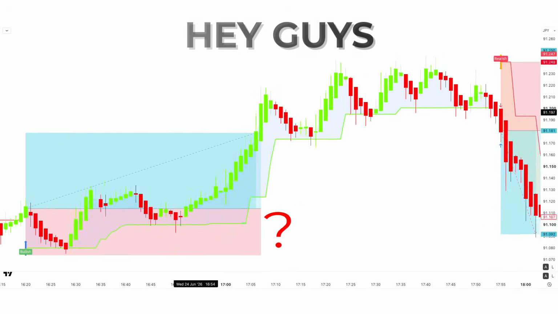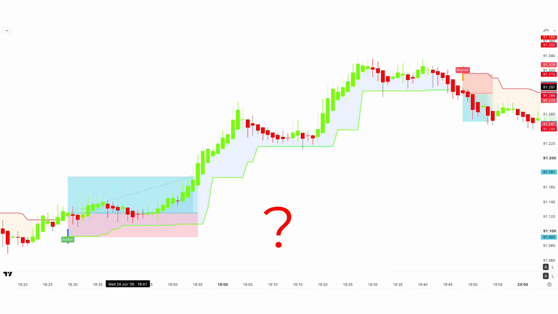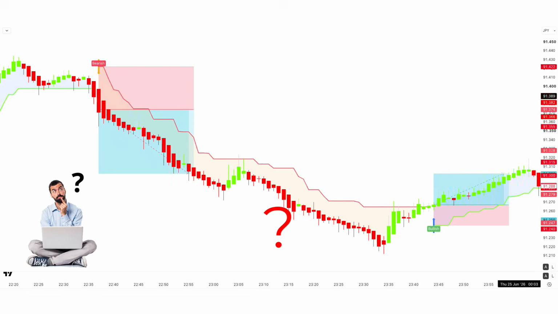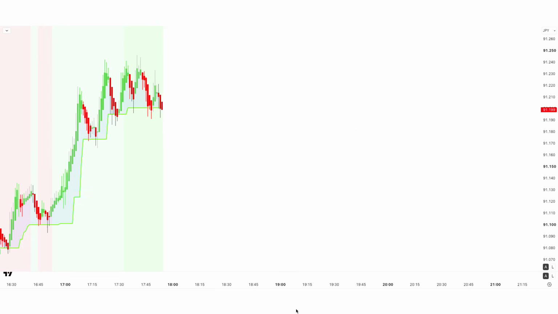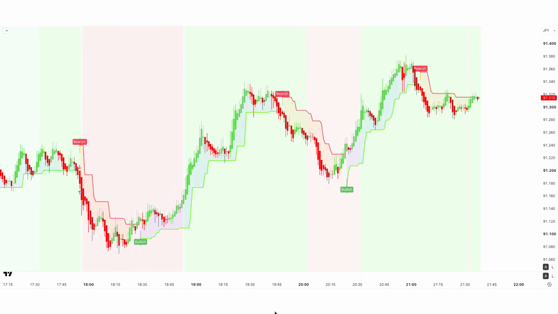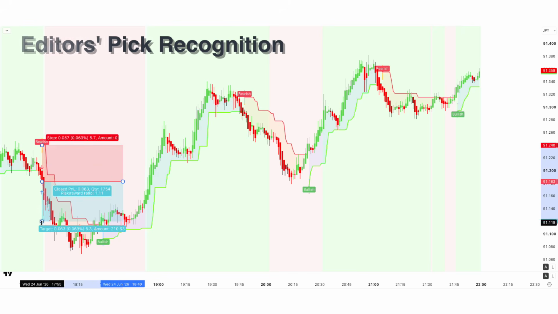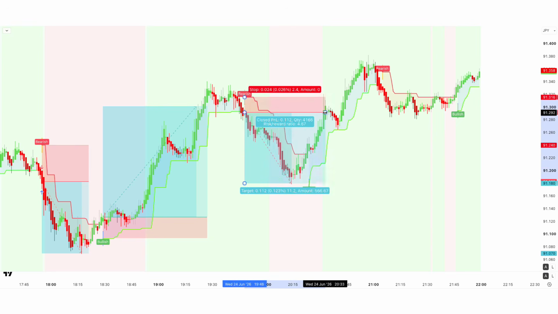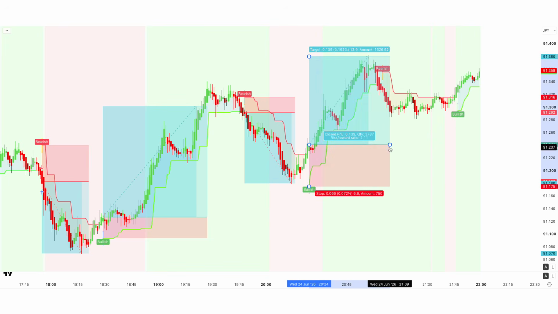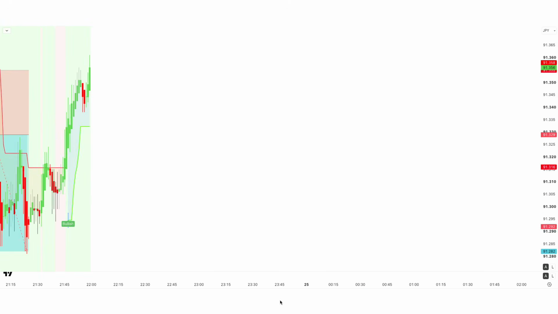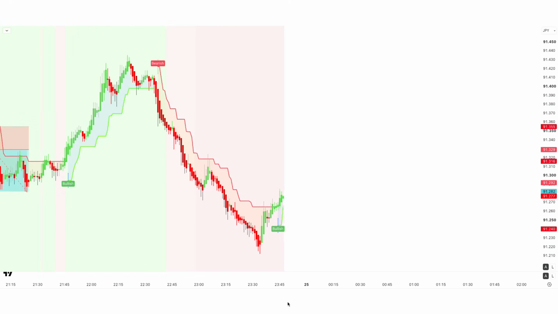Hey guys, what if one free TradingView tool could make your chart cleaner, your analysis faster, and your trading decisions more confident? Today we're testing a brand new indicator that's already getting attention after earning an editor's pick recognition. But here's the important part. We're not here to hype it. We're putting it through real chart analysis to see where it performs well, where it struggles, and whether it's actually worth adding to your setup.